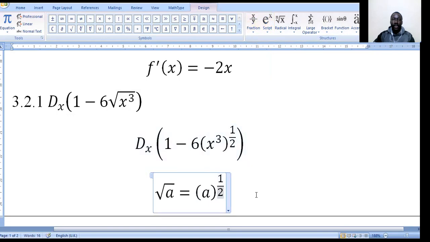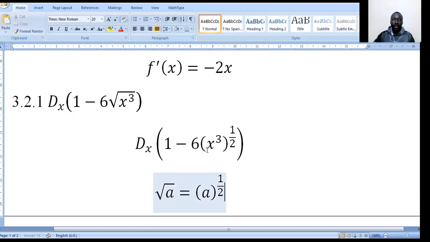Like that. That's the general rule, and that's the rule we have applied here, because x cubed is under a square root. So now, because of this, this is just some rough material.